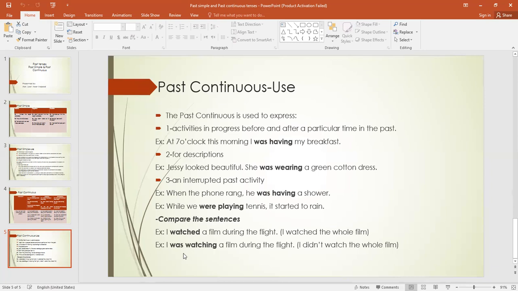Now students, let's go to the book to do two exercises associated with this topic.